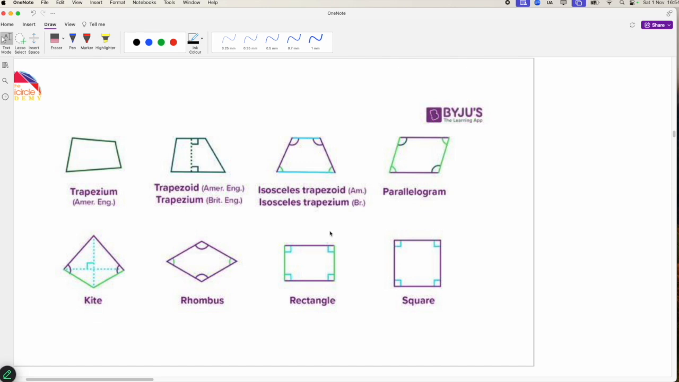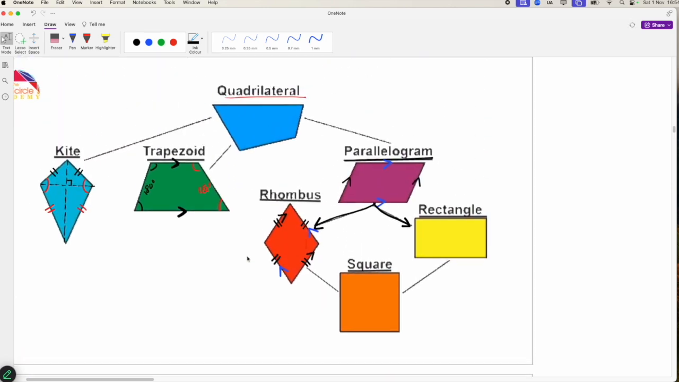Missing out anything about the rhombus? Right. All the opposite angles are equal in a rhombus. So in a rhombus, this angle here is equal to this one. And in a rhombus, this angle here is equal to this one. The opposite angles of a rhombus are equal. And the next diagram has all of this information in diagrammatic form.